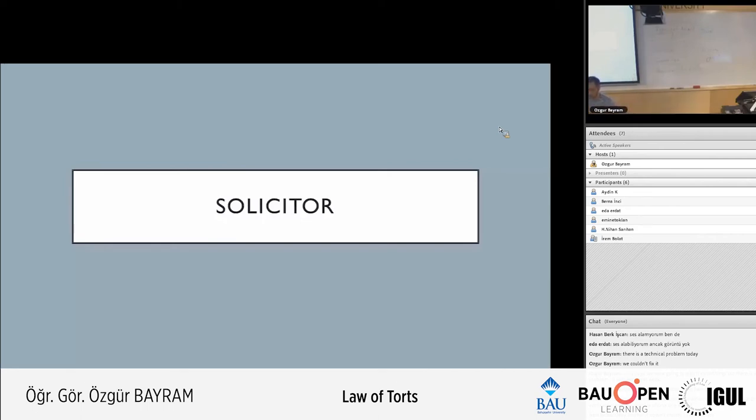The bar, of course, they all go through the bar.